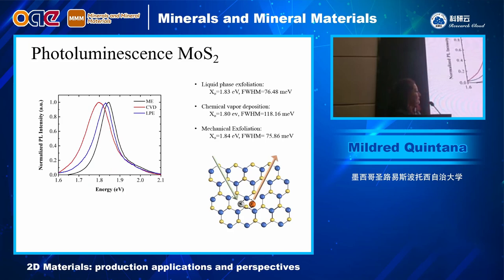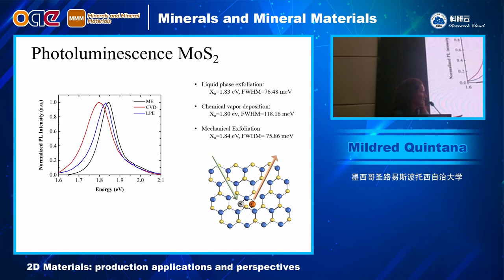Another way to know that we have a monolayer of material, this is molybdenite, is by fluorescence spectroscopy. Because as I mentioned before, when we have a bulk material, this material has an indirect band gap. But when we have a monolayer, this material changes to a direct band gap, and this is responsible for the fluorescence of this material when it's a monolayer.